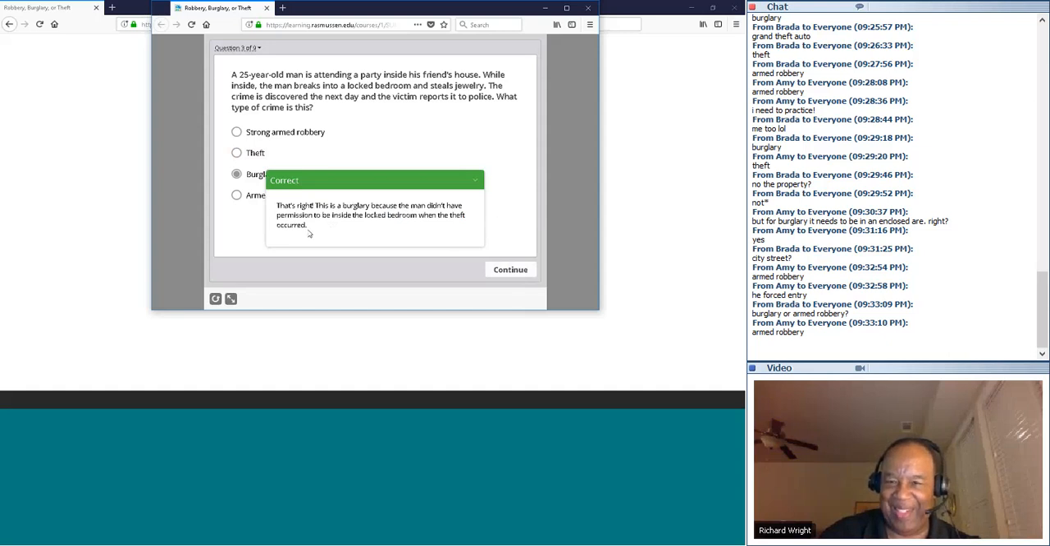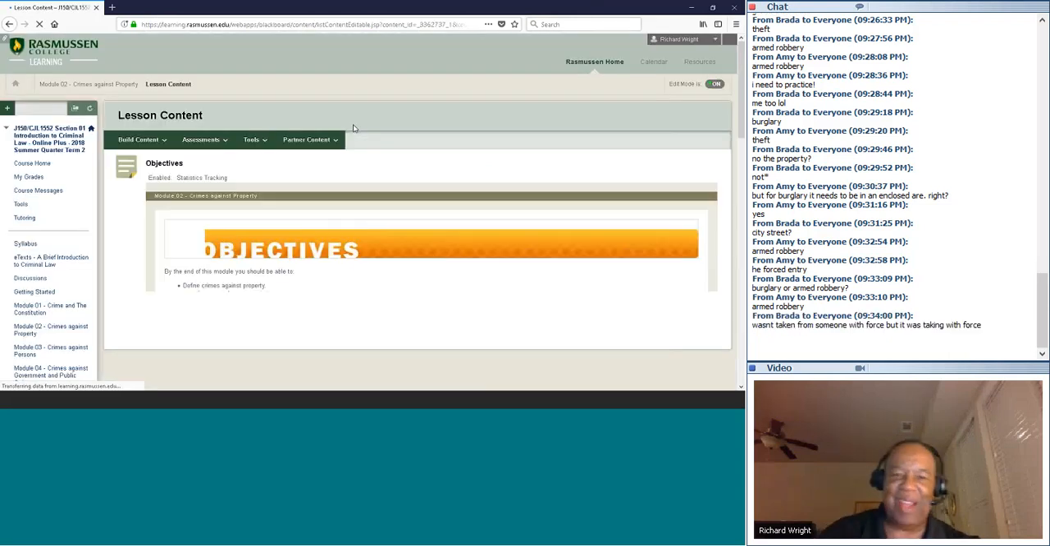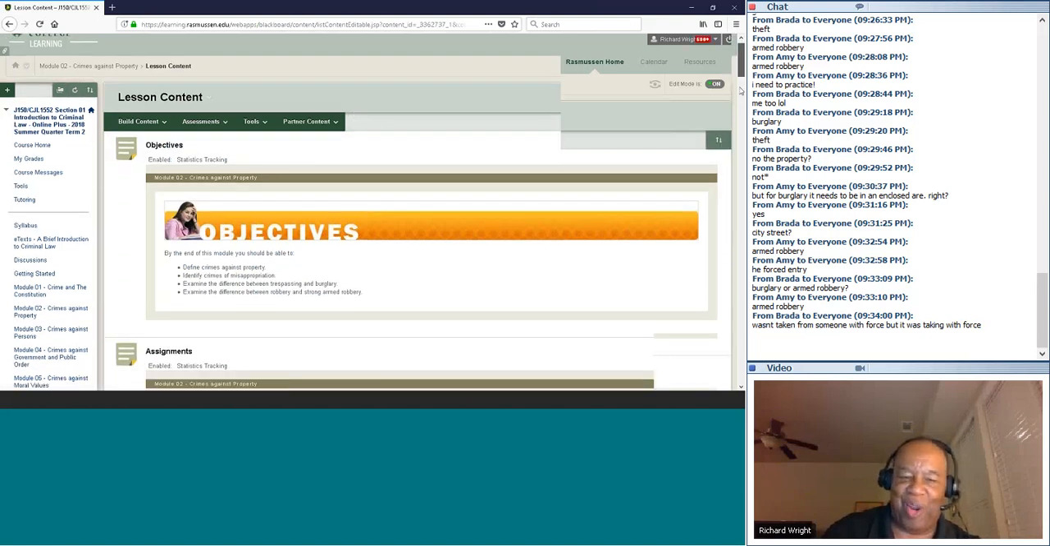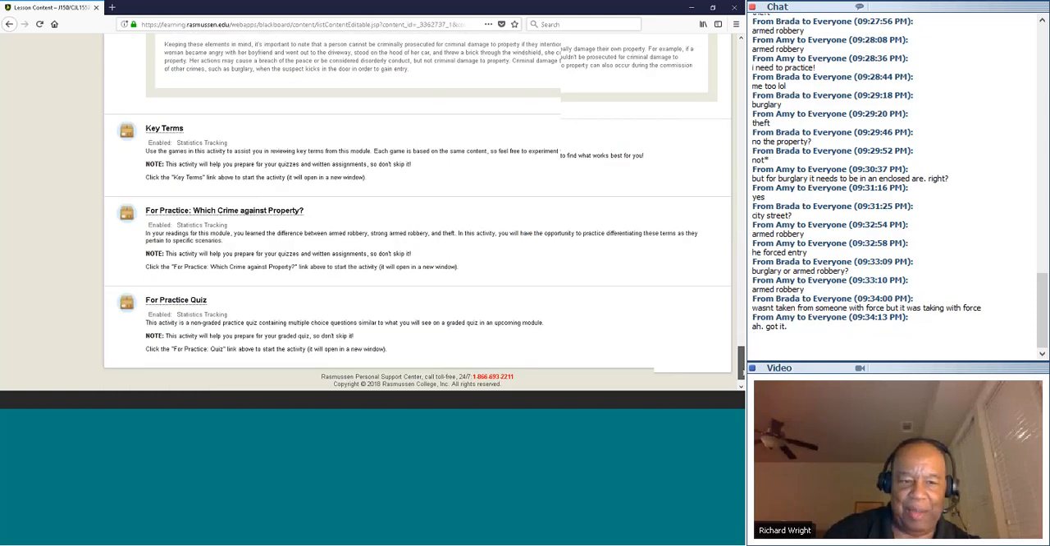So that's it. It wouldn't be strong arm and it wouldn't be theft. People would tend to want to pick theft, but it's really burglary because it's in another area. So anyway, that's that. Then you get into strong arm and armed robbery and that kind of stuff. Okay. So then that's it.